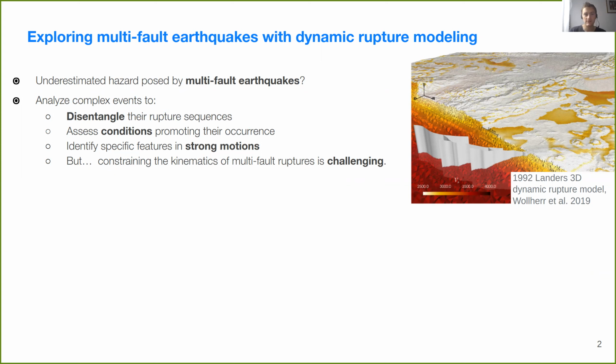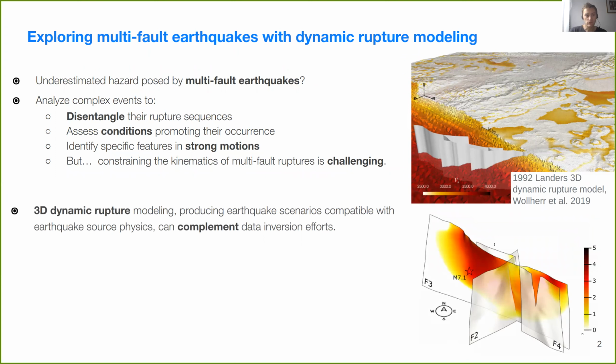the Haiti 2010 or the Palu 2018 earthquakes. And it might be that the hazard caused by such kinds of earthquakes is underestimated. Therefore, it's important to analyze past complex events to try to disentangle the rupture sequence, to assess the mechanical conditions promoting their occurrence, or to identify specific features in the strong motion. But constraining the kinematics or imaging such a multi-fault earthquake is challenging due to enhanced non-uniqueness issues.